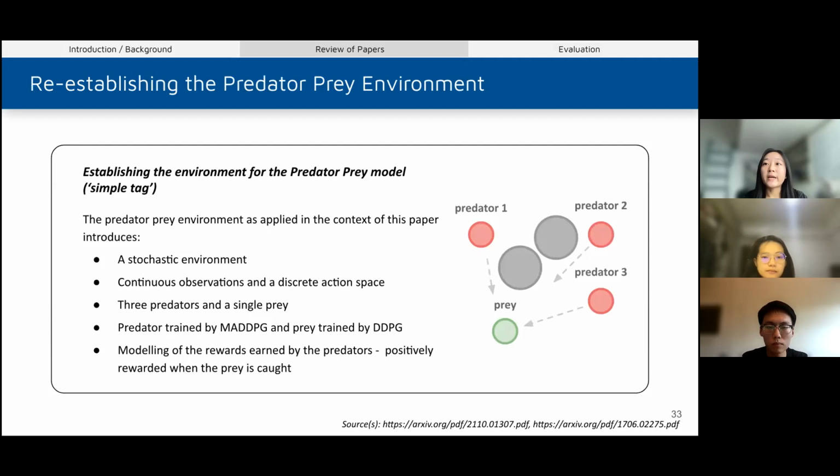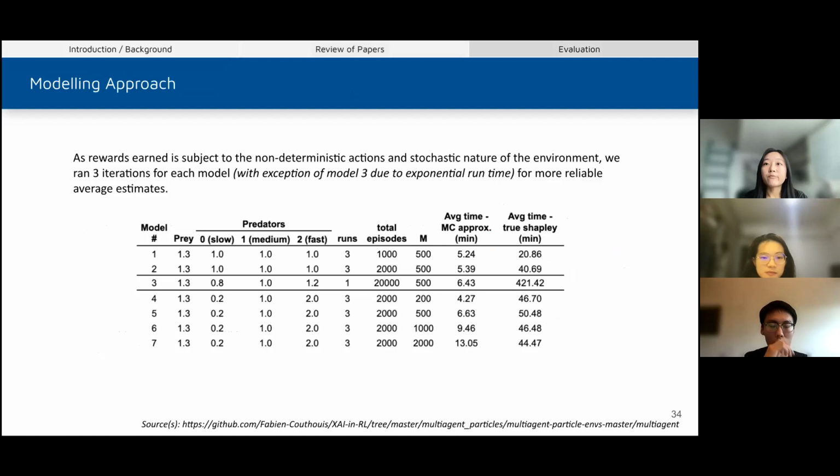The prey by default has a faster speed compared to the predators, and if the prey is caught, predators are awarded positively, which is cumulative in each iteration. The next slide presents the varied parameters for all 7 models we built. As actions are non-deterministic due to the stochastic nature, we ran 3 iterations for each model for more reliable average estimates, with the exception of model 3 due to the exponential runtime.